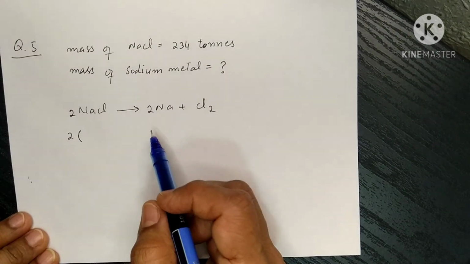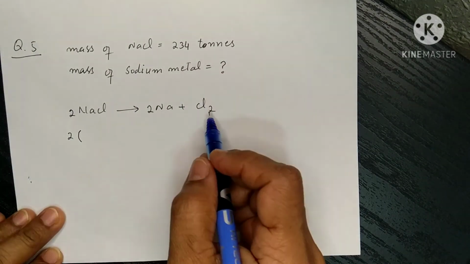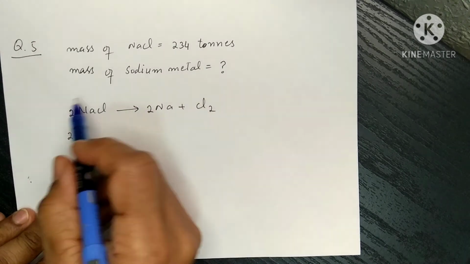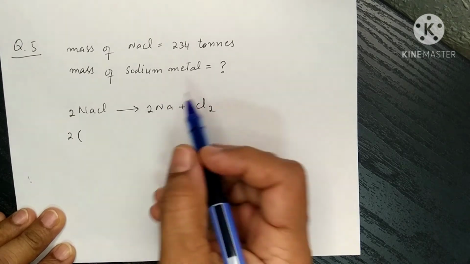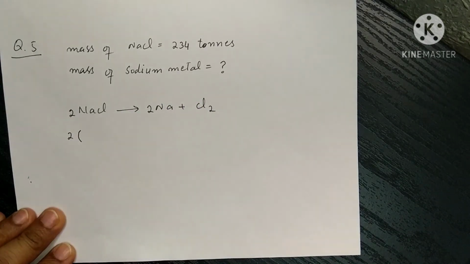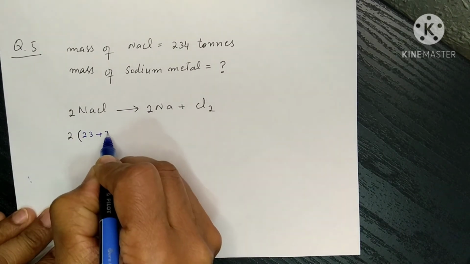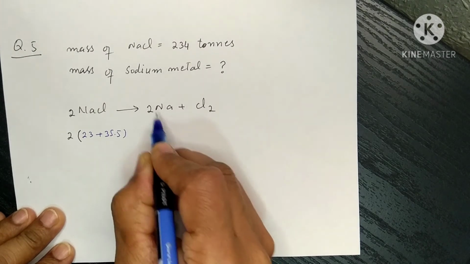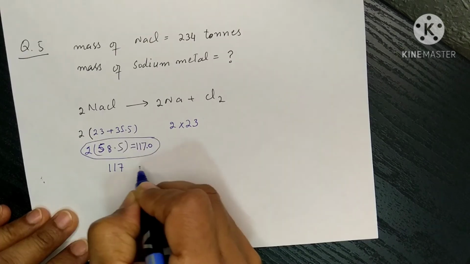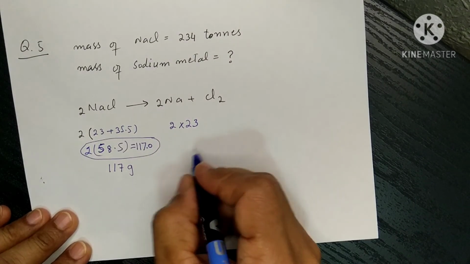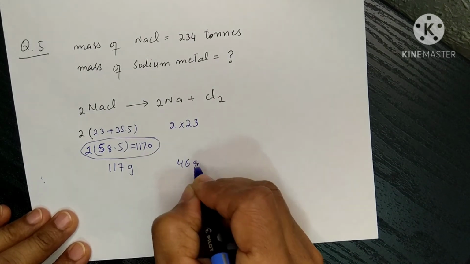Question number 5. We have to calculate the mass of the sodium metal. According to this balanced equation, 2 moles of sodium chloride produce 2 moles of sodium. If we calculate the mass of the sodium chloride and sodium, it will be like this: sodium 23 plus chlorine 35.5, and here sodium is 2 into 23. 117 grams of sodium chloride produces 46 grams of sodium.